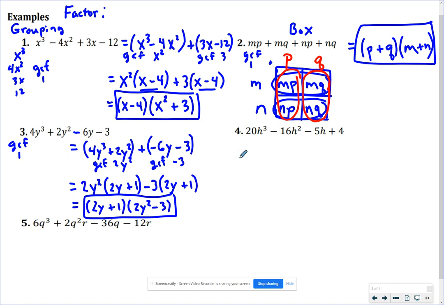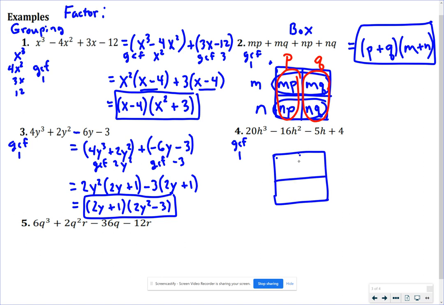Okay, example 4. I'm going to do this one with the box. So we did grouping on the last one, now we're going to do the box. Look for a GCF. Oh, look, 5 and 4 don't have any factors in common, and I don't have h's in all of them, so the GCF is a 1. So I'm going to go to the box. I'm going to draw my 2 by 2 box.